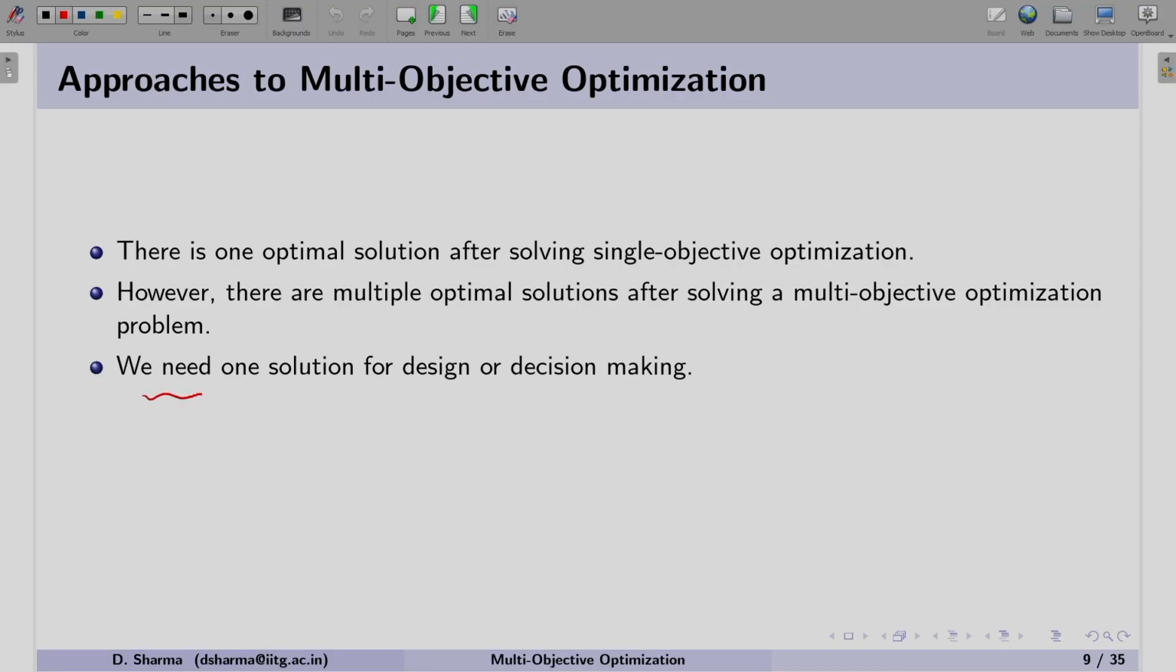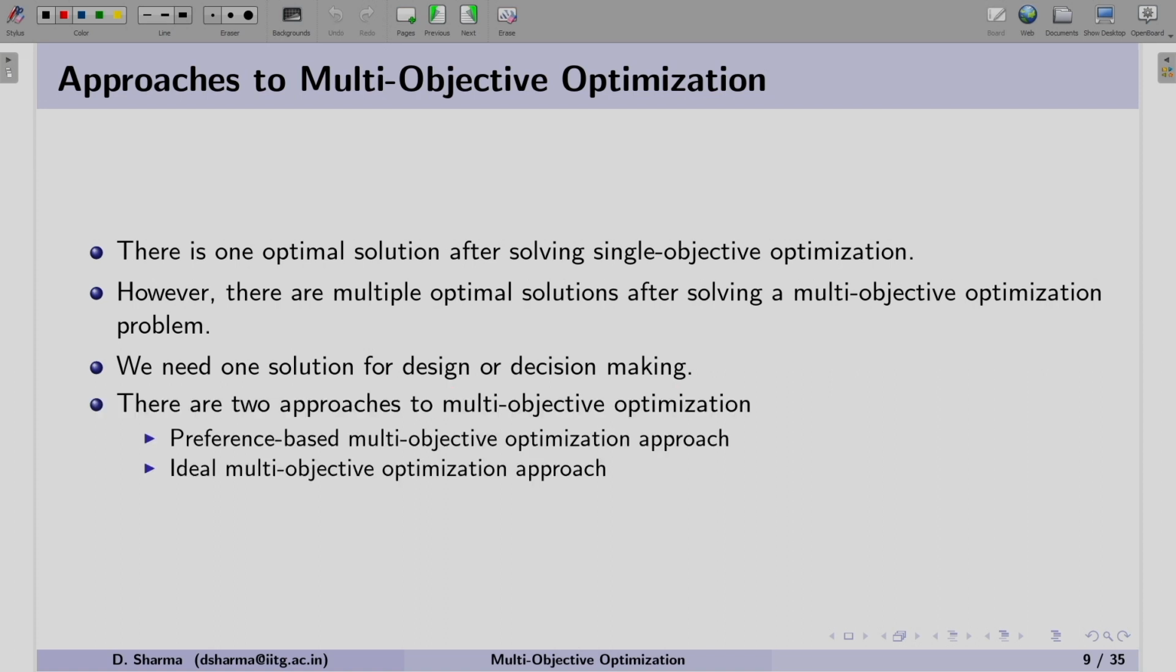At the same time, if you are going to solve a multi-objective problem, then there are multiple optimal solutions which will be optimal for the given problem. Here, our main task is we need one solution, either for a design or for decision making. Even though we will get multiple optimum solutions in the case of multi-objective optimization, our task is always to find one optimum solution that is best for us.